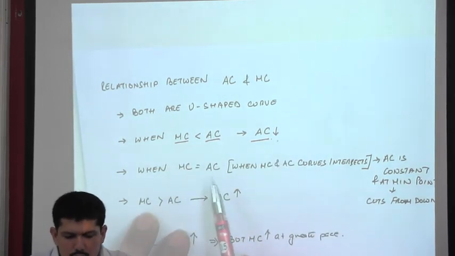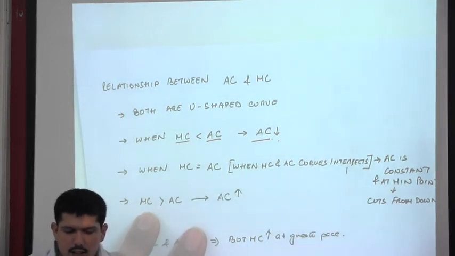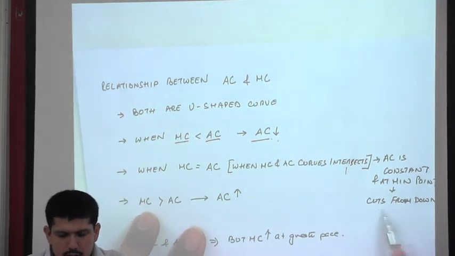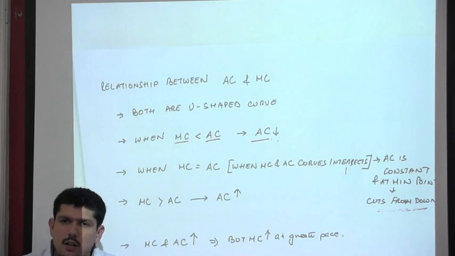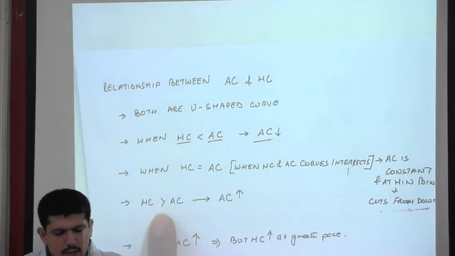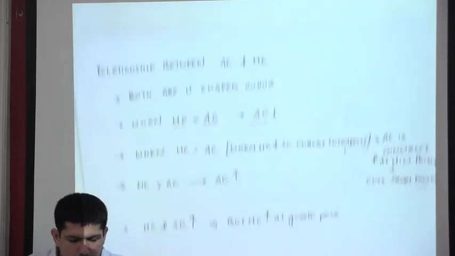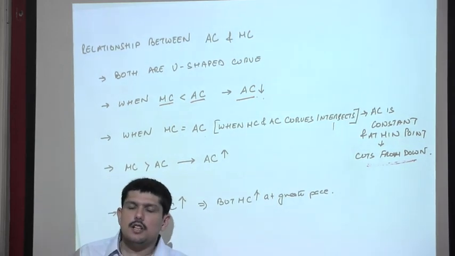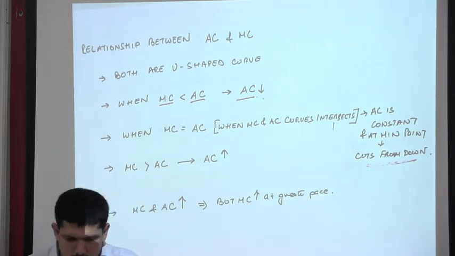When the marginal cost is equal to average cost, when the MC and AC curves intersect each other, AC is constant, at the minimum point. It cuts from downward, so the marginal cost curve will cut the average cost curve from below, and at this point they will be equal. When marginal cost is greater than average cost, obviously the average cost will rise. When marginal cost and average cost curves rise, which will rise faster? The marginal cost. So the marginal cost curve will be steeper compared to the average cost curve.